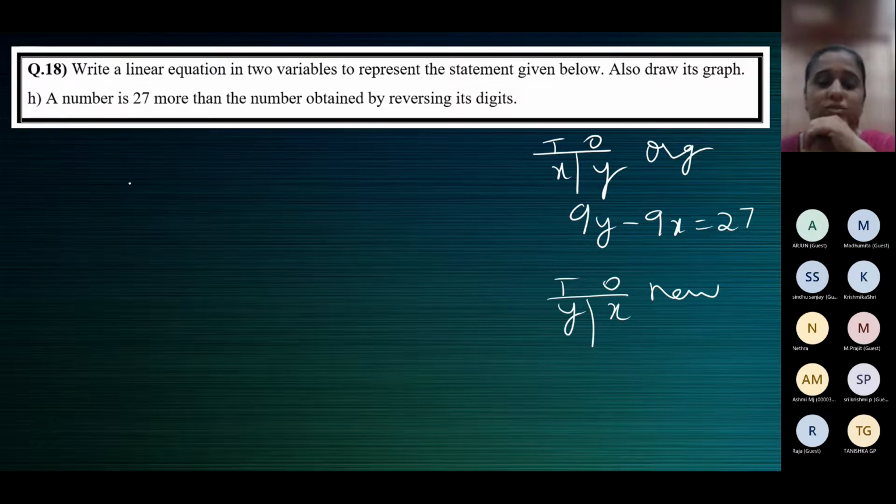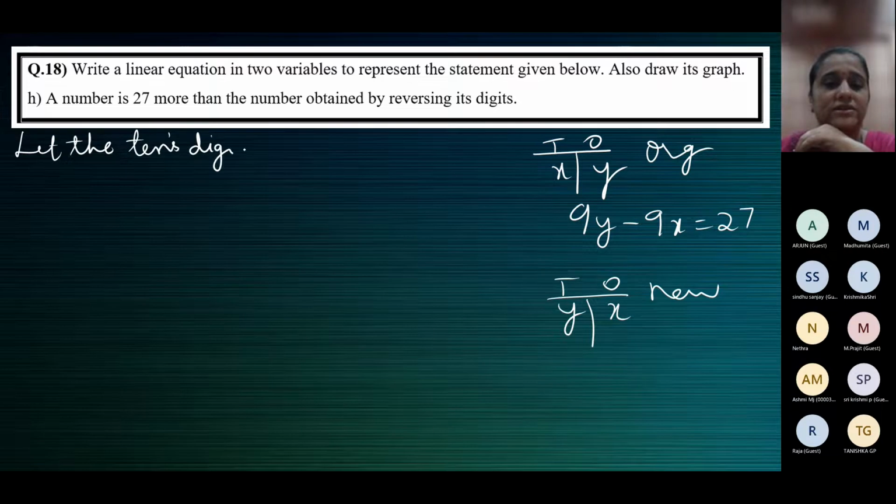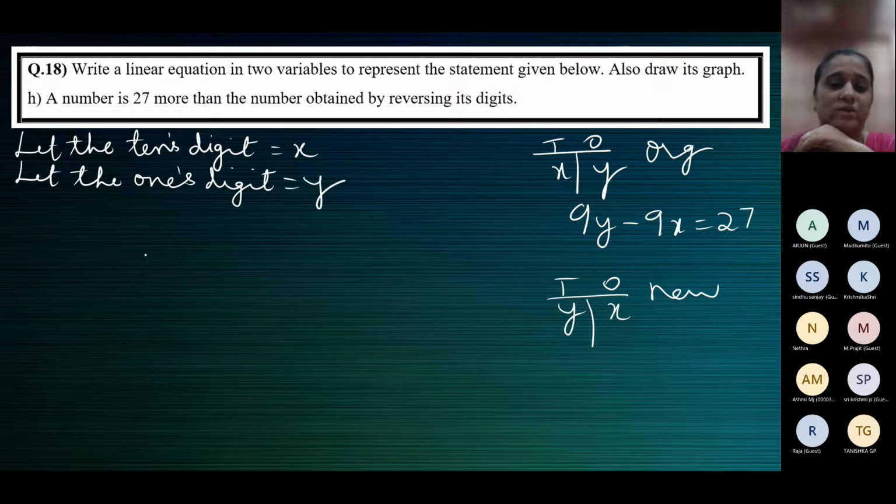All right, there's no response except from Madhumita, so I'm going to work it. So I told you to take this assumption. Let the tens digit be x. Let the ones digit be y.